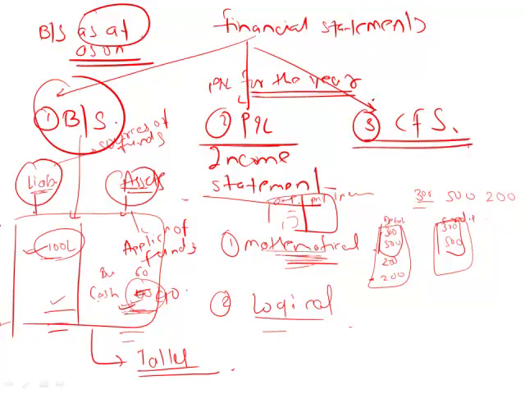Next one is the cash flow statement. This would be a final summary of.